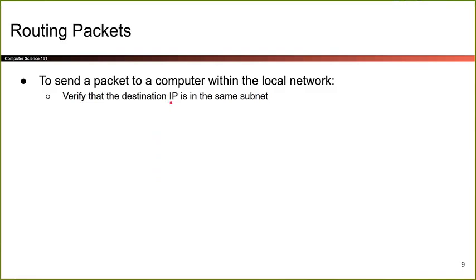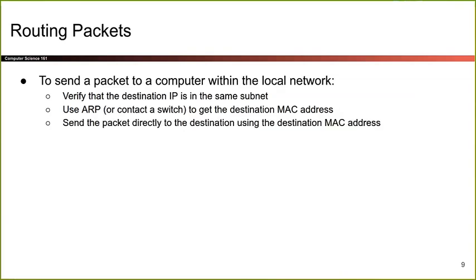That means that, if I'm sending a message to Bob and Bob's destination IP is in the same subnet as my IP, that means that we're in the same local area. So I'm done. I don't have to worry too much about any hopping or anything. All I have to do is figure out Bob's MAC address and then send it directly to Bob. So I either use ARP or contact a switch. That tells me what Bob's MAC address is.